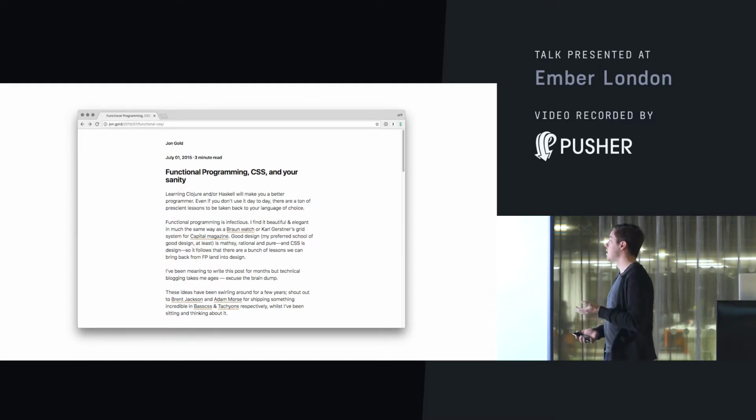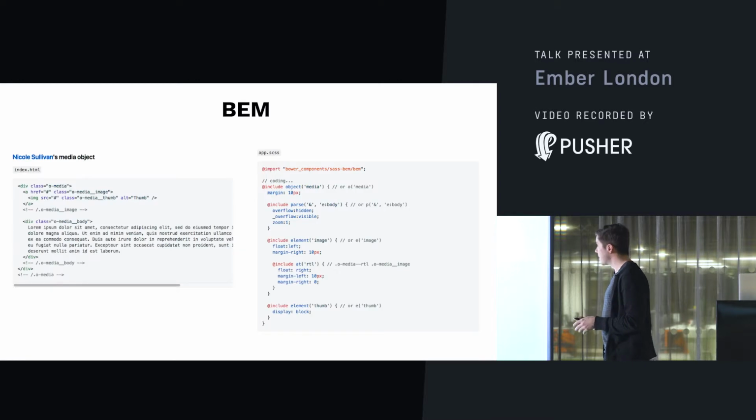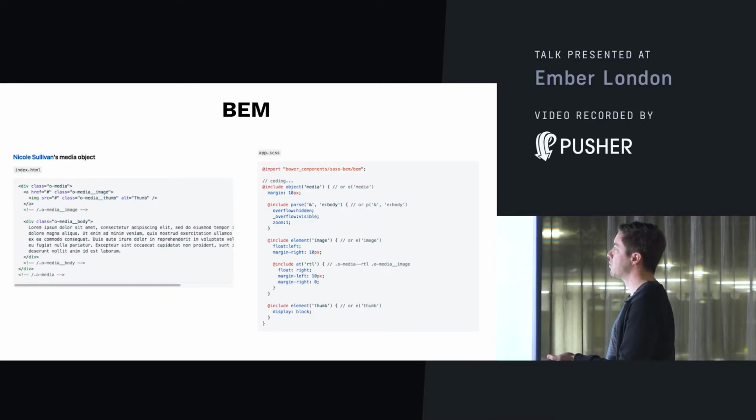John Gold also wrote a very short but really interesting article summarizing how it helps your sanity to think of this way. I won't really summarize it, but it's just another thing that I could share a link about. So I'll show some examples and try and explain what functional CSS is. I think this is one of the earlier examples of what BEM could be.